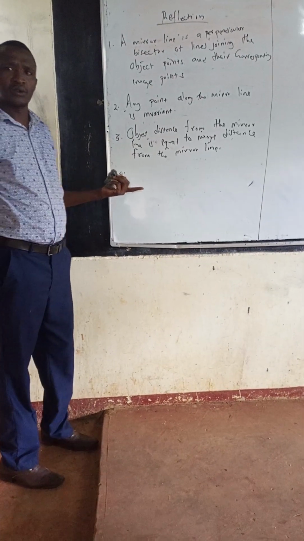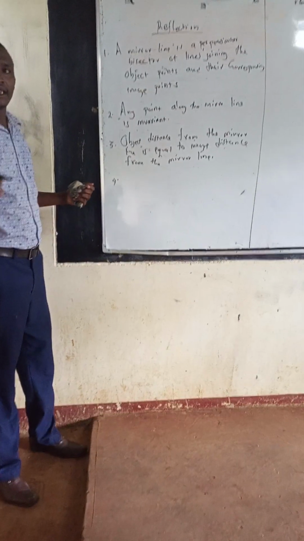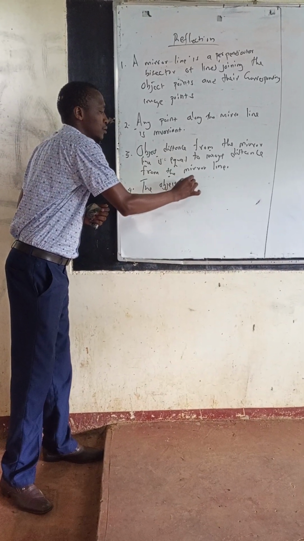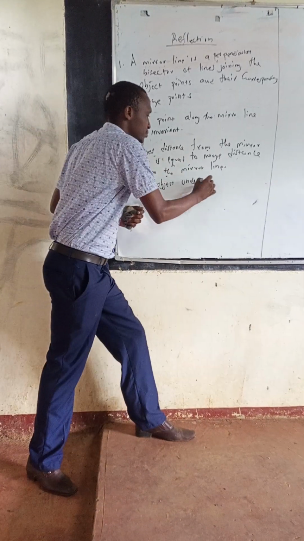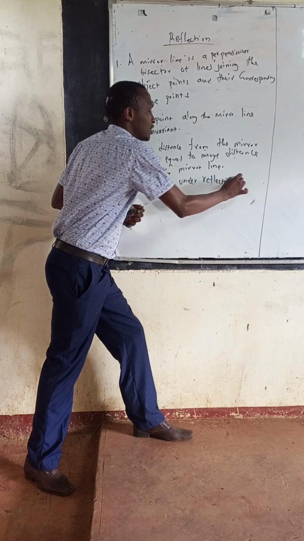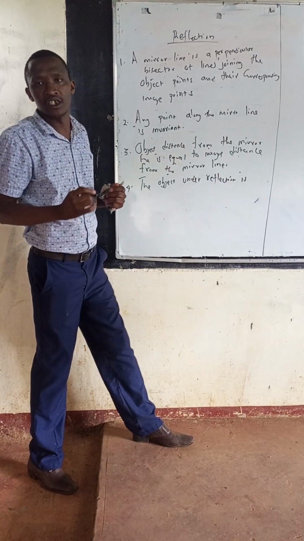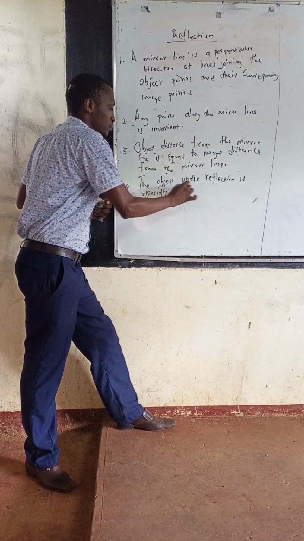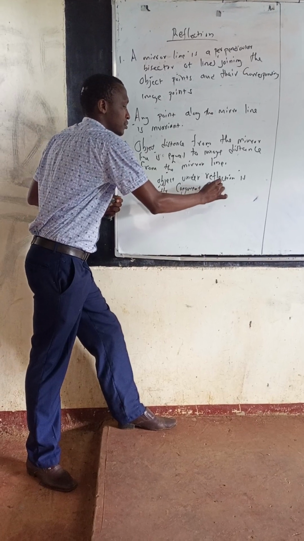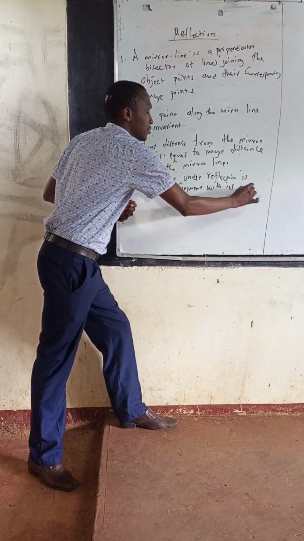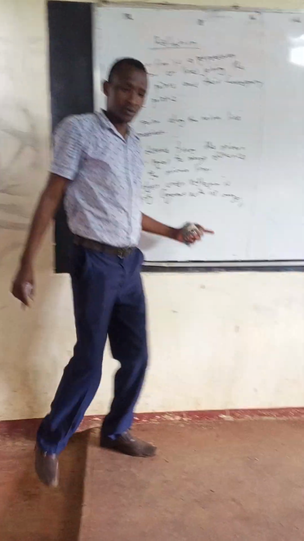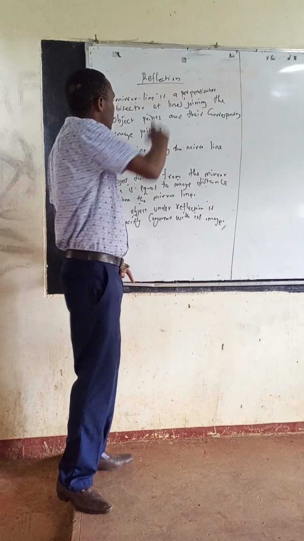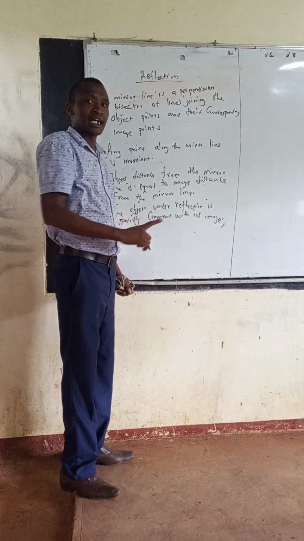Lastly, under any reflection, the object is oppositely congruent with its image. That is what you need to know. The first thing in your mind should be what I've just given you. You need to know all these four things under reflection.